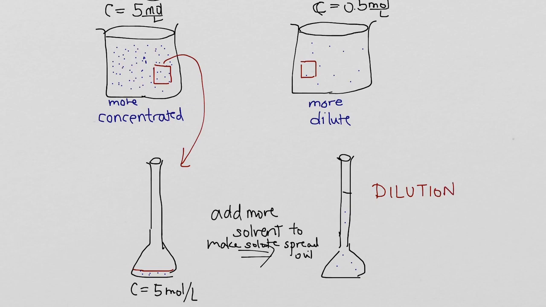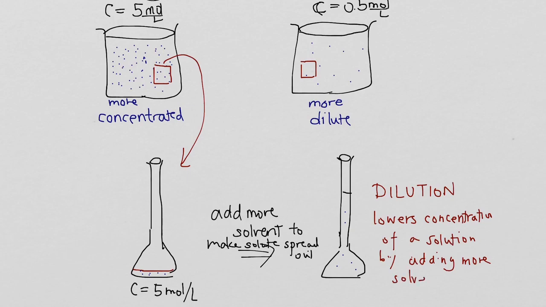And in other words, in summary, what a dilution does is it lowers the concentration of a solution by adding more solvent. So why would you want to do that? Why would you want to lower concentration?